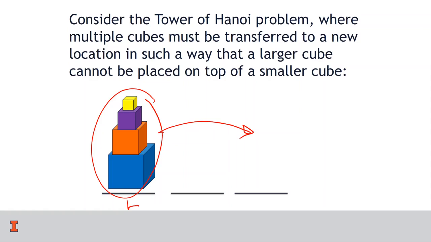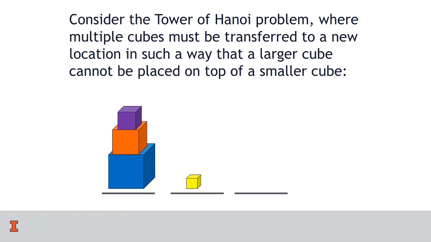For example, we might start by moving the smallest cube on top over one stack. We've made one step in the Tower of Hanoi problem, and we've gotten maybe slightly closer to moving this entire stack from the source here to the destination.